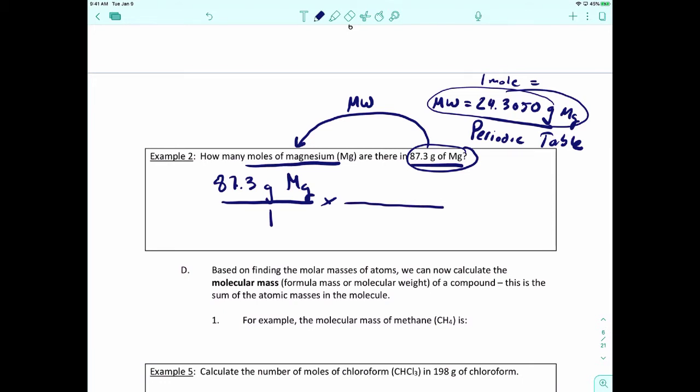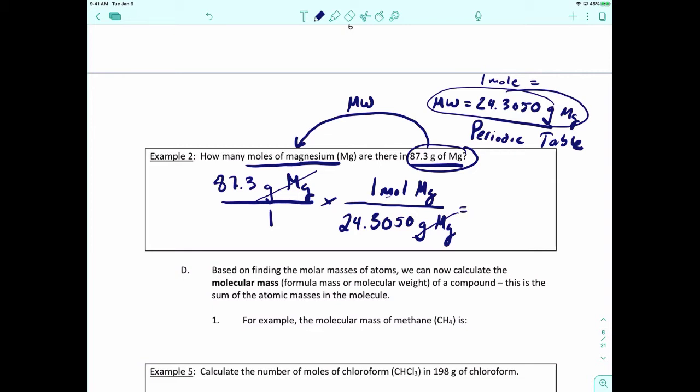Because watch this. If I put that molar mass on the bottom, 24.3050 grams of magnesium on the bottom, and I put 1 mole of magnesium on the top, look at what happens with the units. I can cross out the grams. They cancel each other out, and I'm left with moles of magnesium, which is the unit that we're looking for.